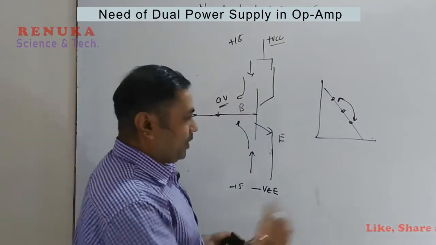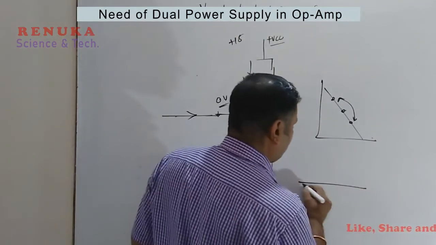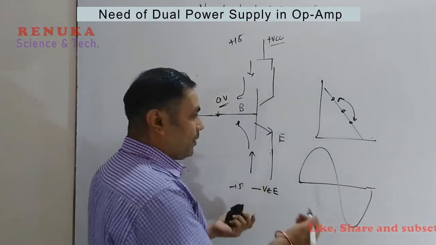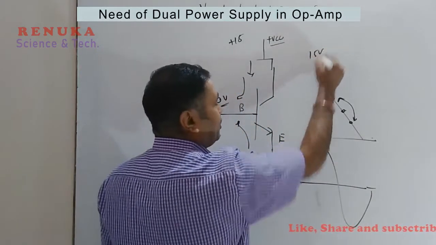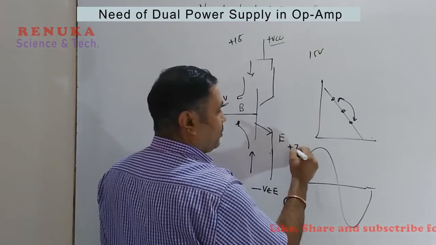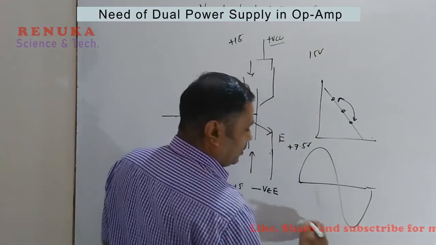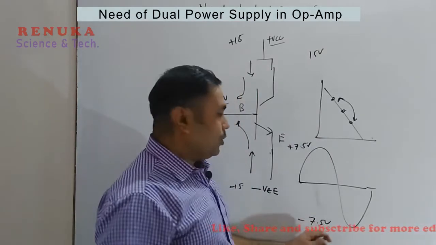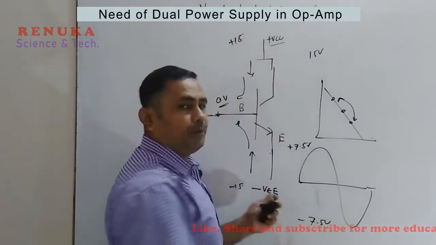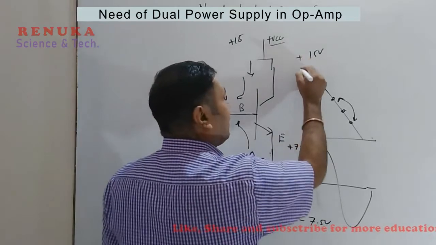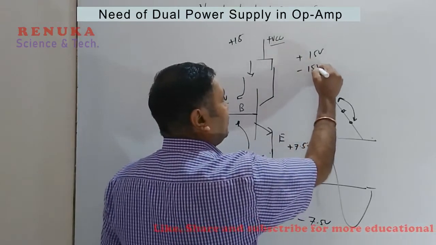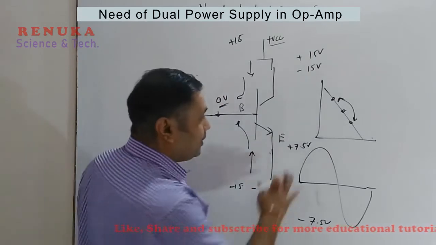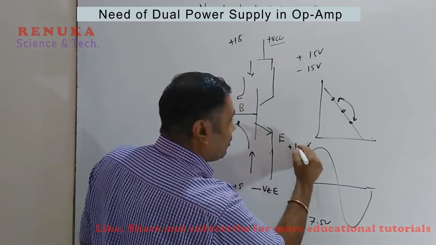Second thing, as we have already discussed, the output swing is increased at the output, because if a single power supply of suppose 15 volt is used, then the maximum swing at the positive side will be 7.5 volt, and at the negative side it will be minus 7.5 volt. So the total swing will be 15 volt. But if a dual power supply with the potential of plus 15 volt and minus 15 volt is used, then this swing will be 30 volt.